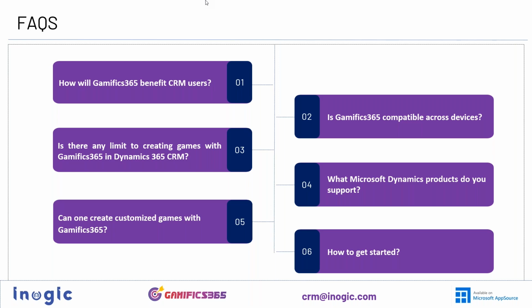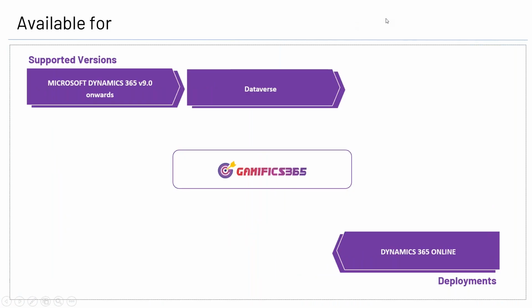Well, the next two questions: what Microsoft Dynamics product do you support, and how do you get started? Just a couple of moments. The answers are present on the next slides. But before I move to the next one, Gamifics 365 is available in the form of Dynamics 365 online as a part of the deployment, whereas the supported versions are Microsoft Dynamics 365 version 9.0 onwards, and of course on the Dataverse.